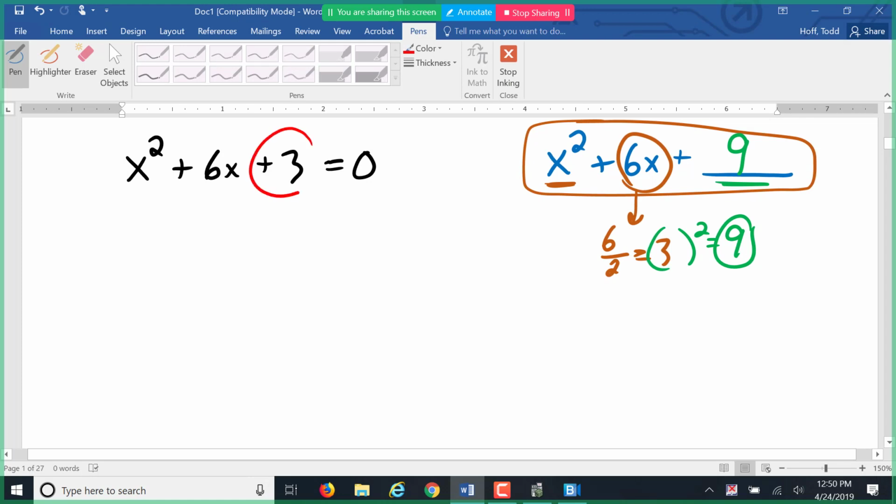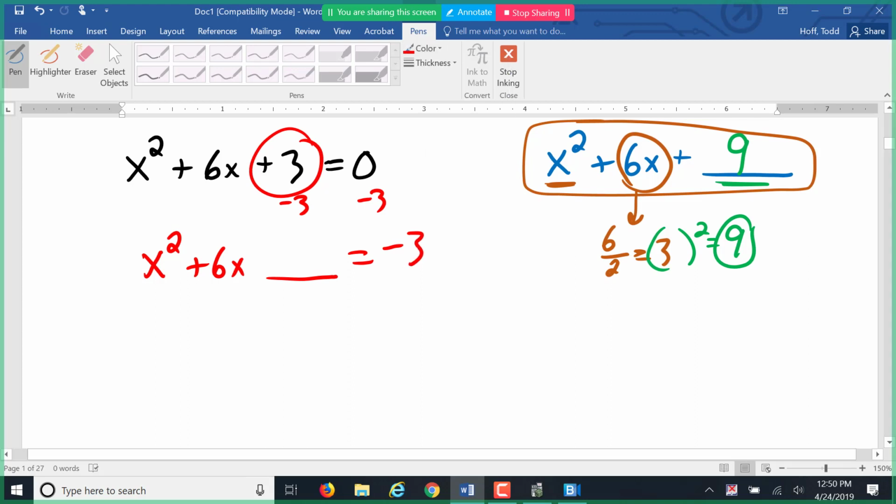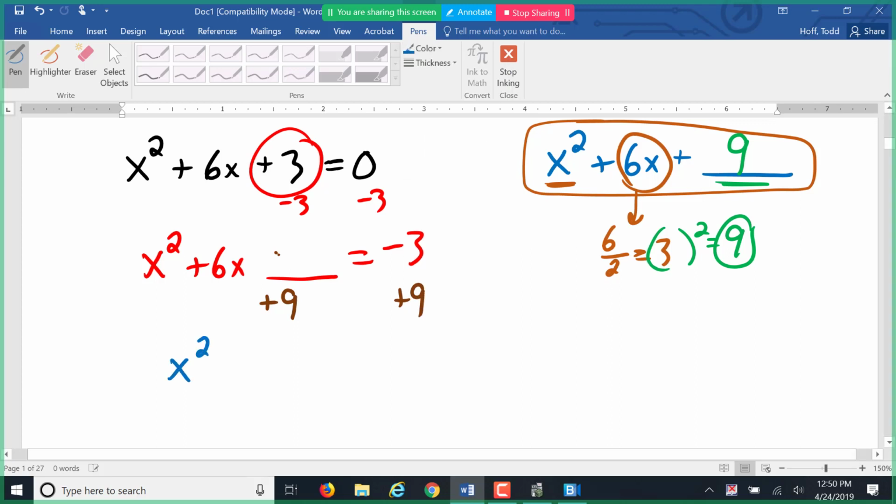Right now, this does not have a 9 in it. So what we're going to do is eliminate this term, get rid of it, by subtracting 3. Now note this is an equation, so I have to keep it balanced. I have to do the same thing to each side. So what I have over here right now is x squared plus 6x, and there's nothing right here. Equals 0 minus 3 is negative 3. Now, I want this to be 9 here. To make that 9, I have to add 9. After adding 9, I have x squared plus 6x plus 9 equals 6.